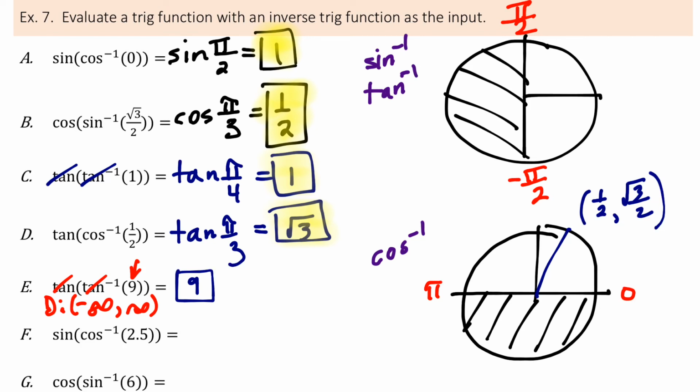So now looking at F, I'm finding the sine of the angle whose cosine is 2.5. The problem is the domain of the inverse cosine function is negative 1 to 1. So that 2.5 is outside of the domain of the inverse cosine function. So this is undefined, or you might say does not exist.